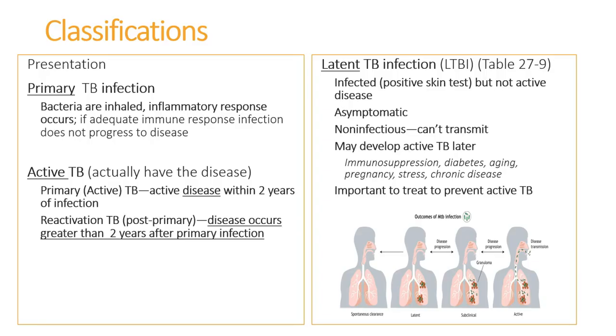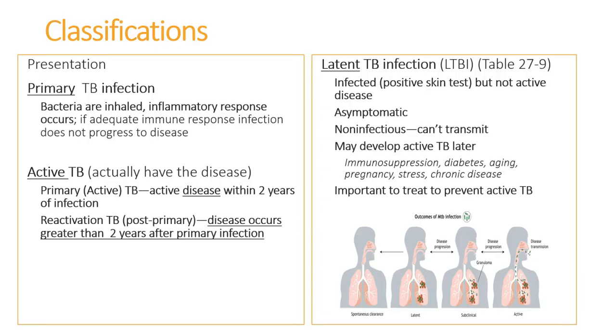Active tuberculosis could occur anywhere within 2 years of being exposed. So it could become active, meaning that you can infect other people as well. And then there's reactivation tuberculosis, meaning that the disease occurs more than 2 years after the initial infection. So remember, active TB, you actively have it, you're having symptoms, and you can spread it to other people.